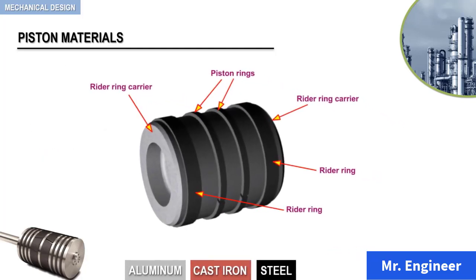Now, keep in mind rider bands or rider rings, as highlighted here, may or may not be used on large diameter pistons for lubricated compressors. In general, aluminum pistons do not use a rider band, while cast iron pistons will usually have a rider band. In conventional, non-lubricated compressors, rider bands are always used.